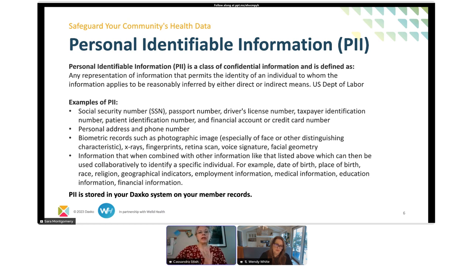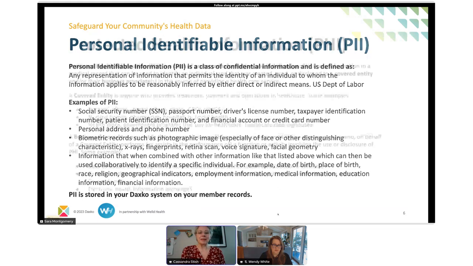But when you start layering in additional things that are a little bit more private, like driver's license numbers and those kinds of things, they start tipping into that realm of things that you might need to be protecting. PII is widely stored in your DAXCO products at your organization. Carry on to the next slide, please.